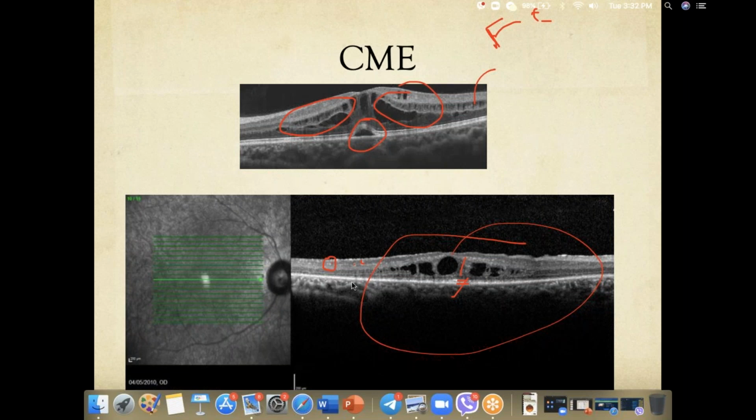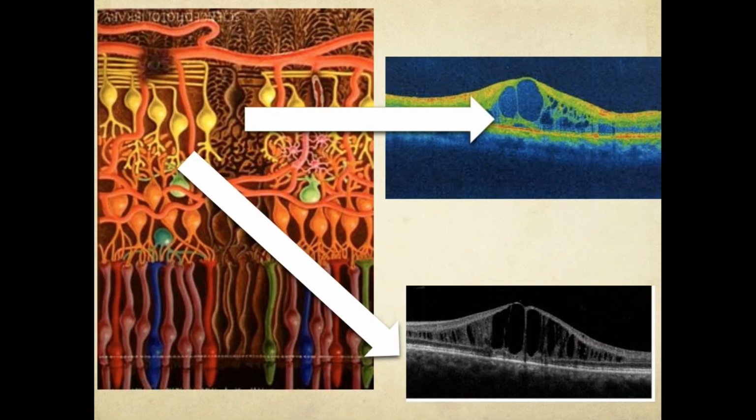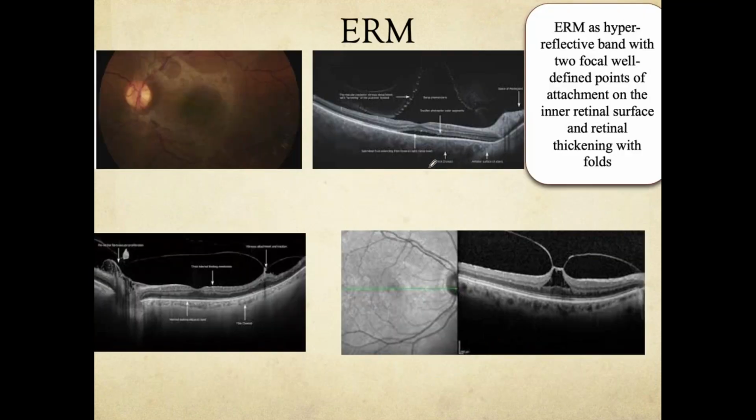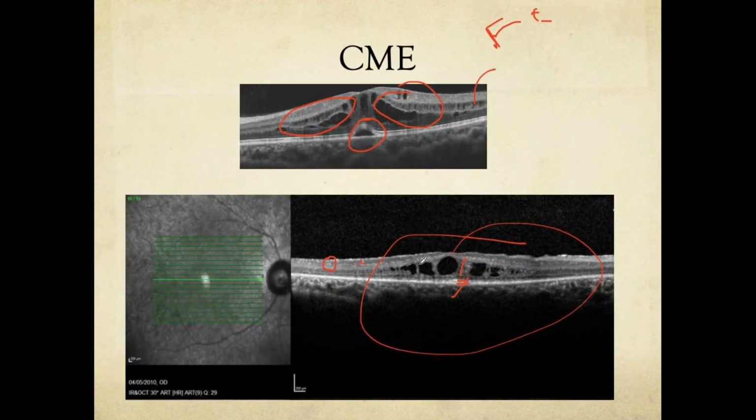So what you're seeing here as these hyper-reflective materials are hard exudates, right? We saw something similar in this one, and I said there's a hard exudate just below the fovea, and it's called the foveal plaque. Here also it's the same thing. These are hard exudates over here. So this is cystoid macular edema. Again, the diagnosis is very simple.